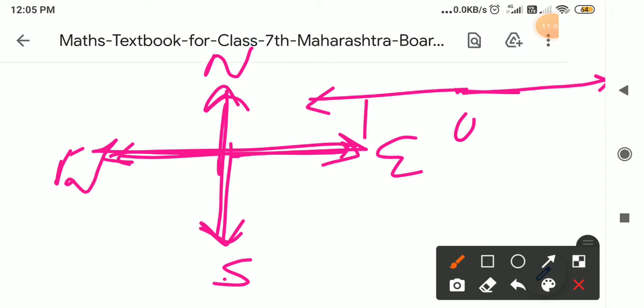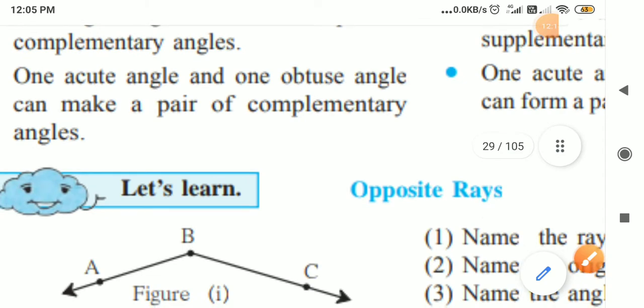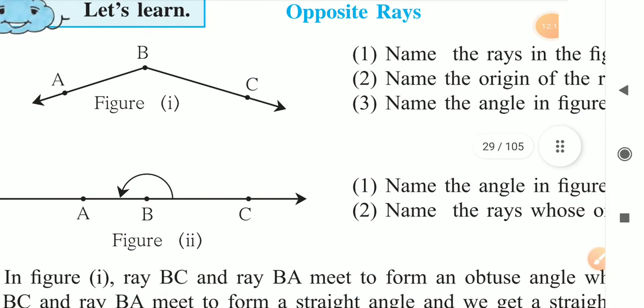Sometimes these rays are horizontal, and sometimes vertical. So PO and PR are the opposite rays, and here OX and OY are opposite rays. So that is the concept of the opposite rays.